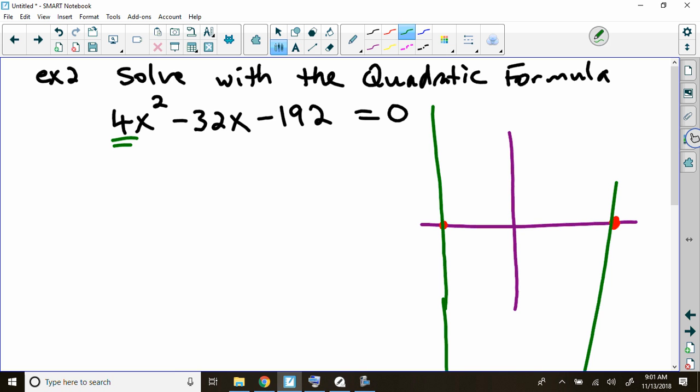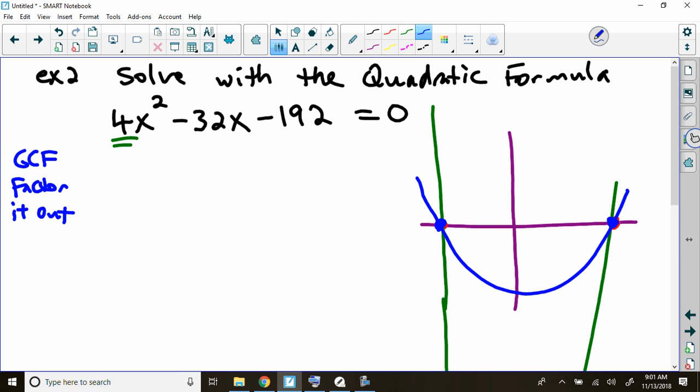You with me so far? If I had an equivalent parabola with a 4 divided out, it would have the exact same x-intercepts. It's just not going to be as tall of a parabola. You picking up what I'm putting down here? Since there's a GCF that can be factored out, since there's a 4 that's common to every term, factoring it out is going to make this way easier to work with. Does that make sense? So if you can factor out a GCF, by all means, do it.